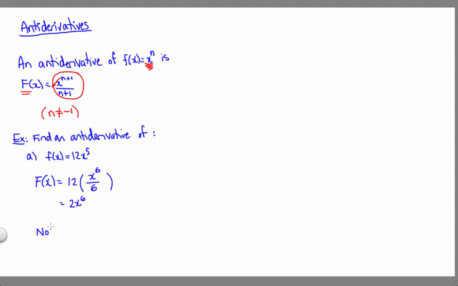Now just a little comment here, there are other possibilities. If we took capital F of x, which looked like 2x to the 6th, plus any constant, so any real number here, that would also be an antiderivative for 12x to the fifth, because when we take the derivative, the constant's going to disappear. So I'll say, in general, an antiderivative would have this form, but in this introductory video here on antiderivatives, we're just going to be looking for the simplest possible antiderivative. So we won't worry about the constant just yet, but it will become an important idea later on.